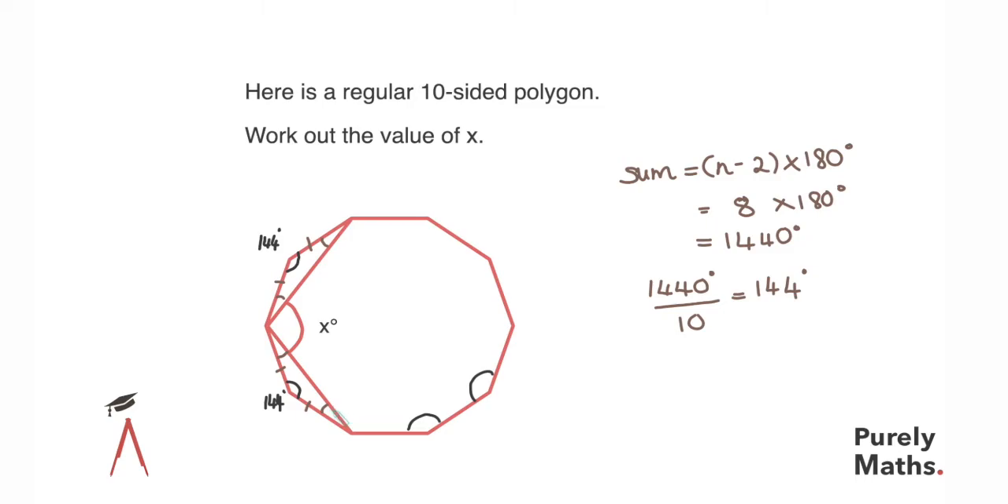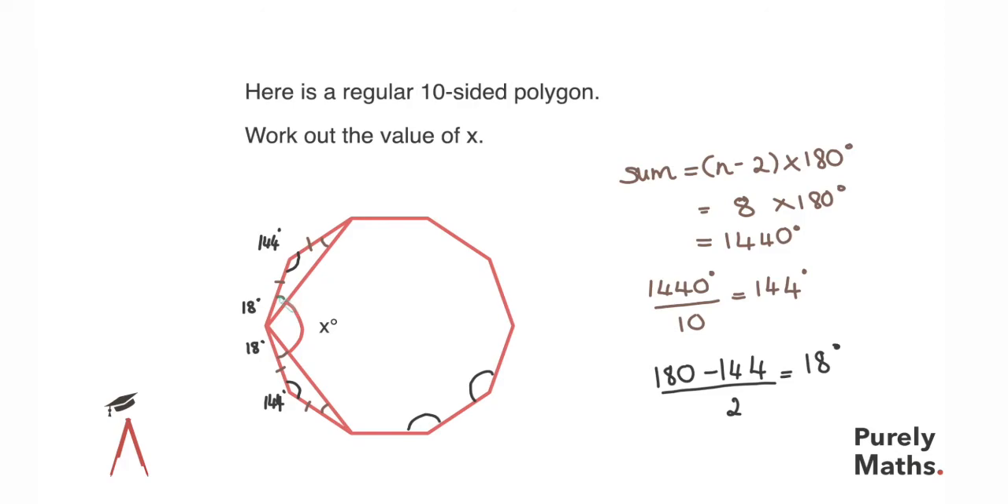So if I want to work out the size of one of these 2 base angles, I would just do 180, take away this top one, 144, and then divide it by 2. So let's do that. 180 subtract 144, and then divided by 2 equals 18 degrees. So that means one of these small base angles is 18 degrees, and so is this one here. Great, now I've got all the information I need to work out x.